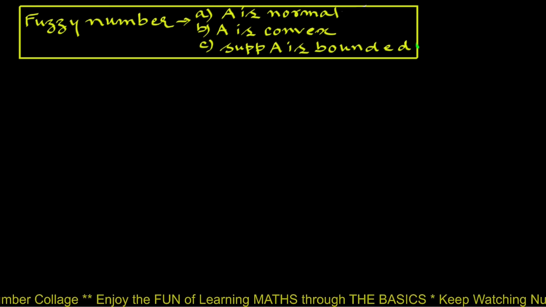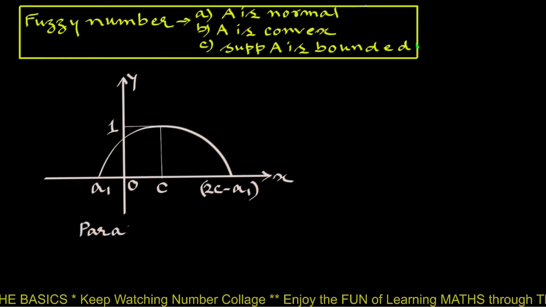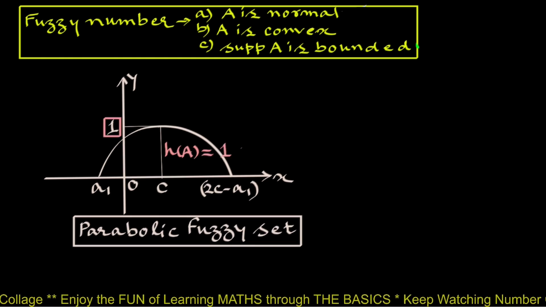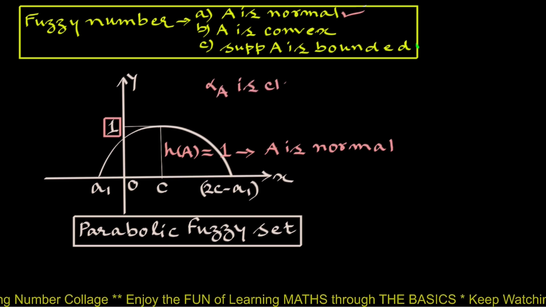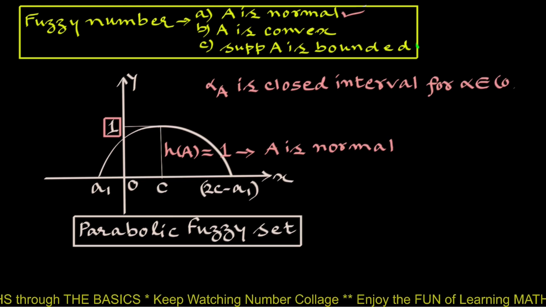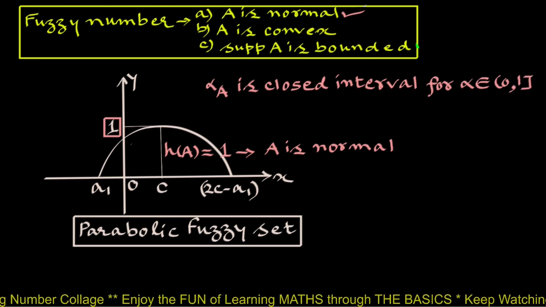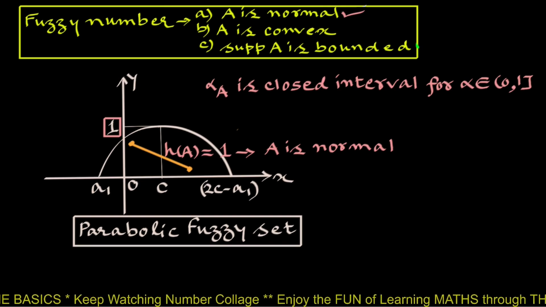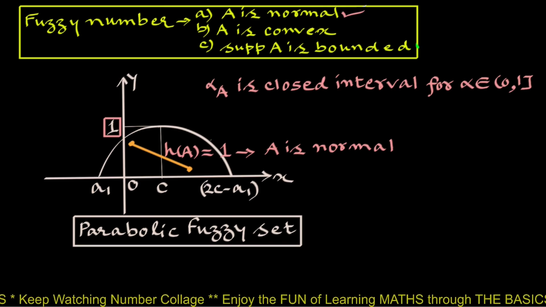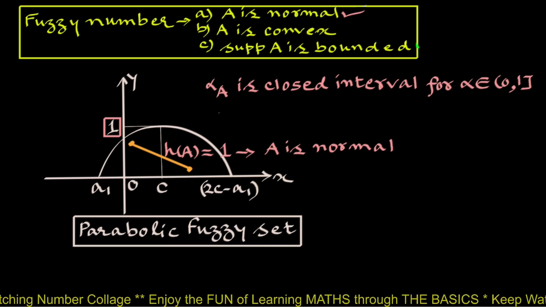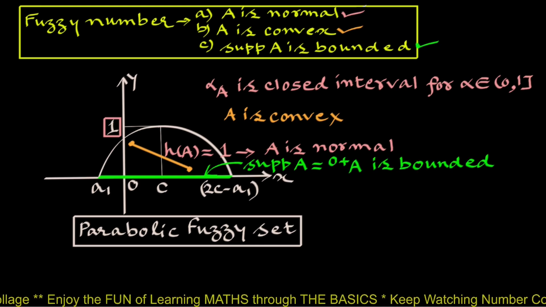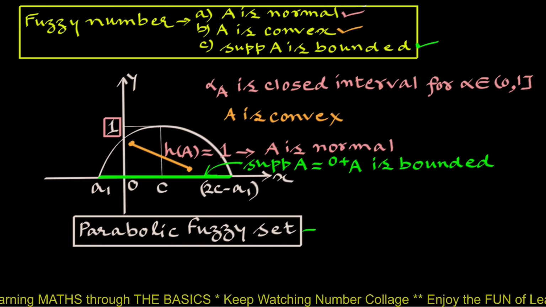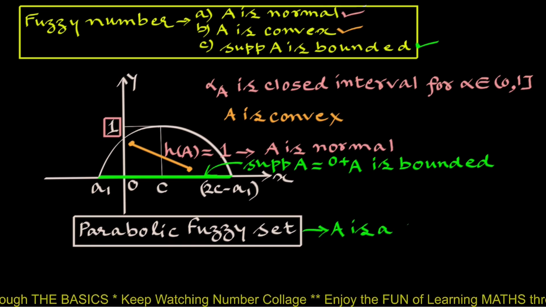In the graphical representation of a parabolic fuzzy set, height of A is 1, implying A is normal. Alpha cut A is a closed interval for alpha belonging to interval open 0, close 1. A segment joining any 2 points within this parabola lies entirely inside the graph, which shows A is convex. And finally, support A, which is strong zero cut A, is bounded, which confirms that this parabolic fuzzy set A is a fuzzy number.